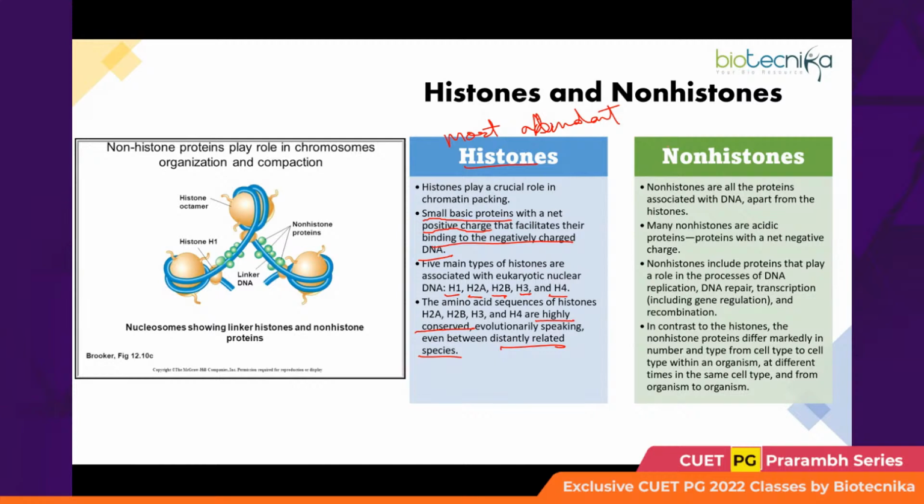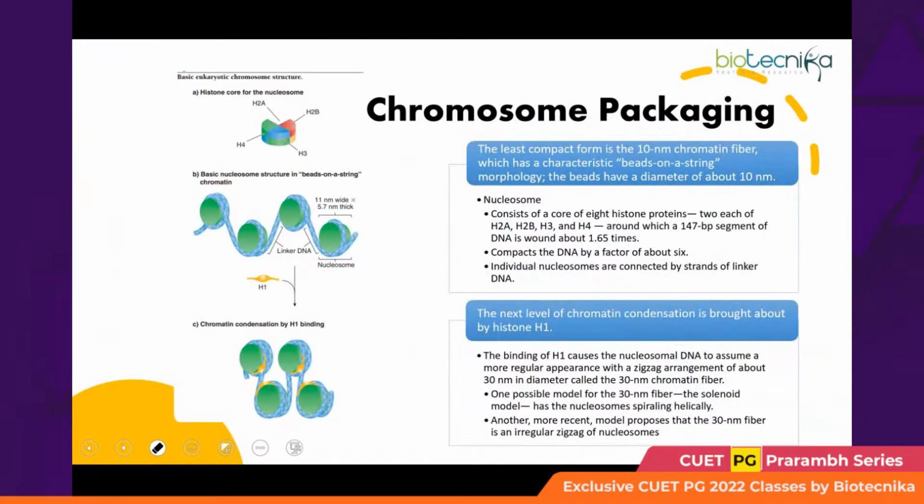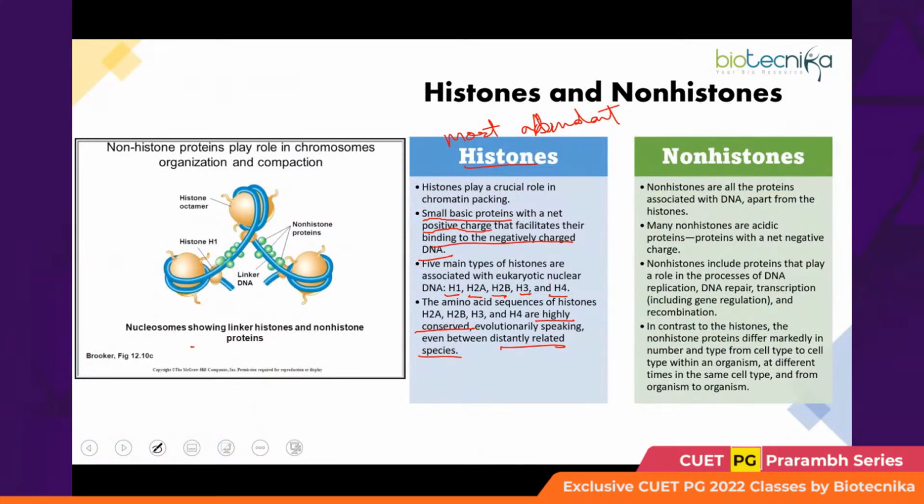Okay, now coming to the non-histones. Now, these non-histones are all proteins which are associated with DNA apart from histones. Okay, whatever proteins are associated with DNA apart from histones are called non-histones. Now, many non-histones are acidic proteins, so they can even have a net negative charge as well. Non-histones include proteins that play a role in the processes of DNA replication, repair, transcription, and recombination.